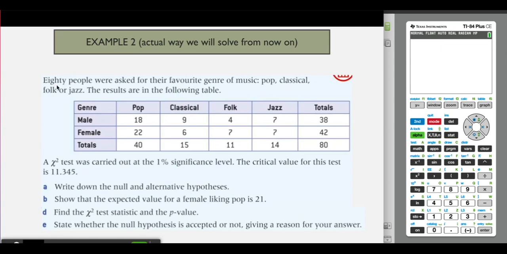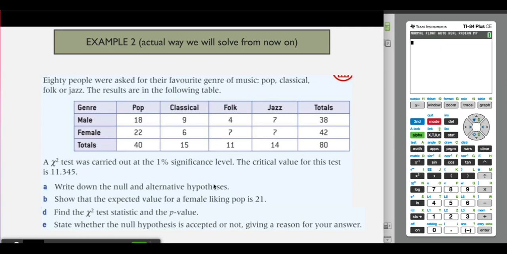Okay, example 2. 80 people were asked for their favorite genre of music: pop, classical, folk, or jazz. The results are shown in this table. A chi-squared test is carried out at a 1% level of significance. The critical value for this test is 11.345. Write down the null and alternative hypothesis. Show that the expected value for female liking pop is 21. This is an example of how the IB asks you to show expected values. Find the chi-squared test statistic, the chi-squared calculated value, and our p-value, and then state whether the null hypothesis is accepted or not and give your reason for that.